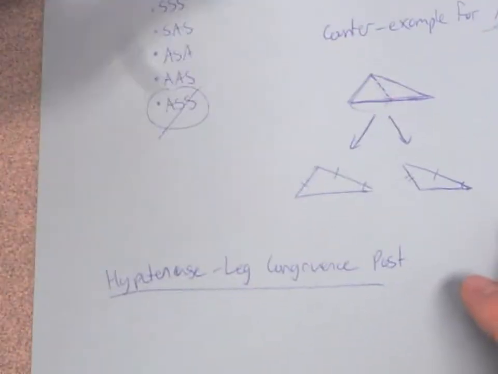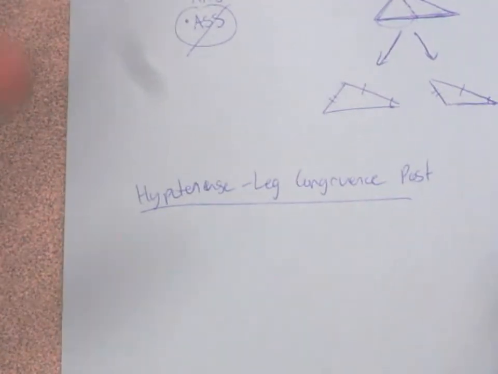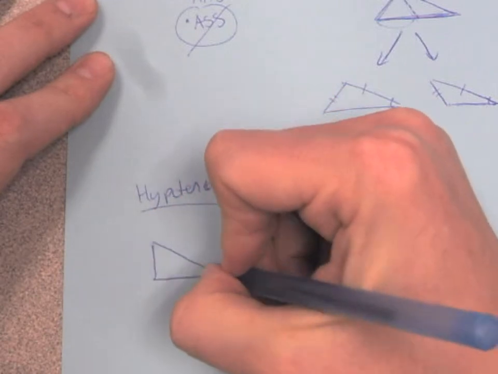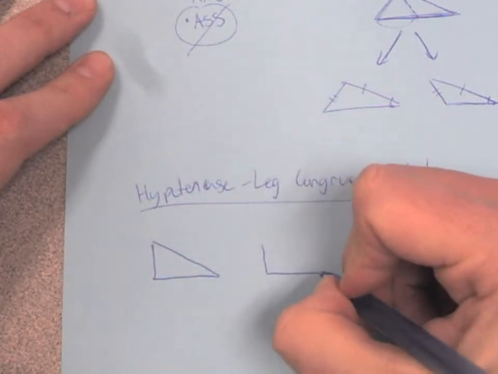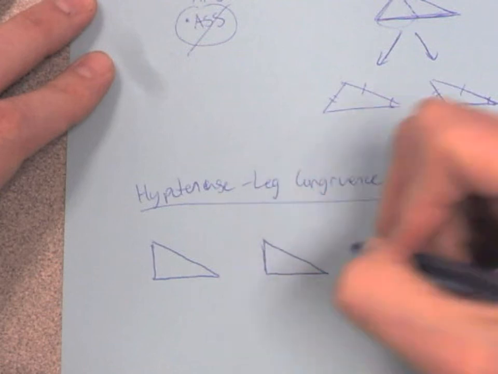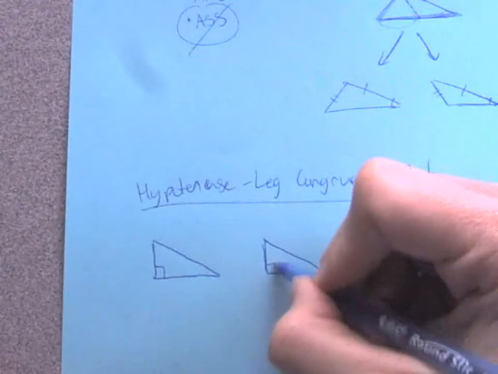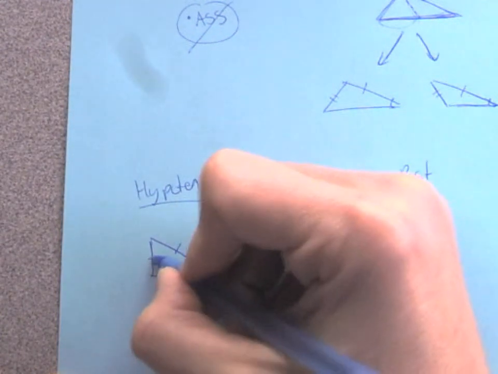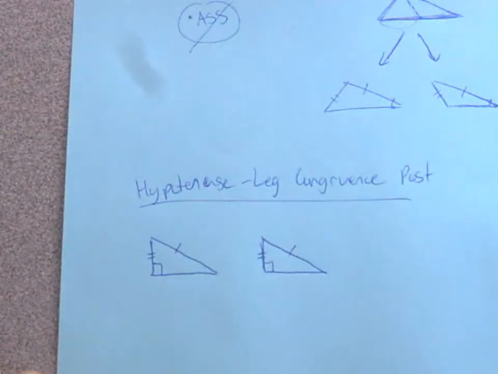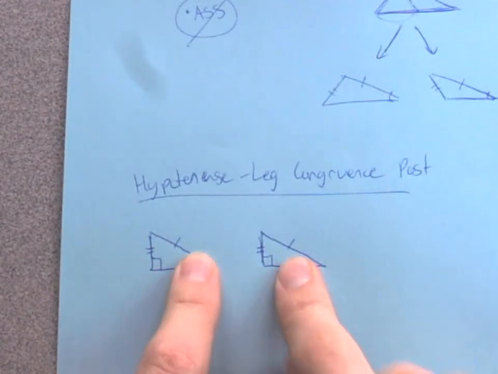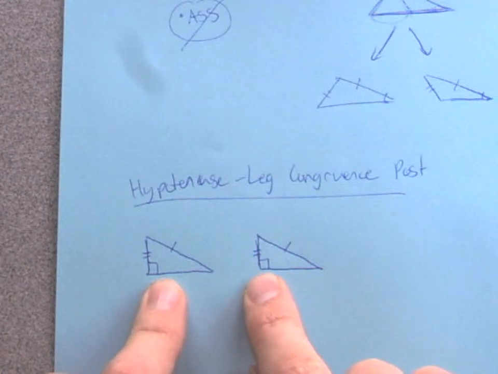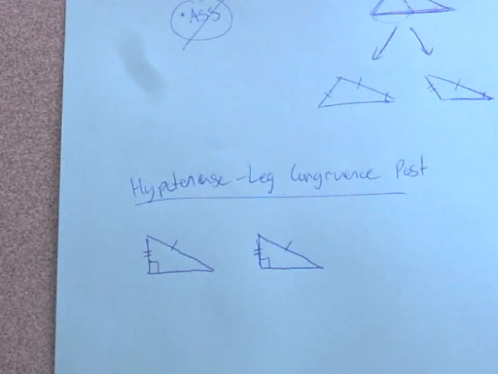So let me give you kind of a different example of what's going on here. So let's say I have kind of a similar scenario, but this time the angle that I know is a 90-degree angle. Okay, so 90, 90, right? And let's say that I know this guy is congruent to this guy, and this guy is congruent to this guy. Okay, so what I have is the two hypotenuses are congruent to each other, and then I have a leg congruent to another leg. And then I have a right angle. These triangles will always be congruent to each other if they're right triangles.